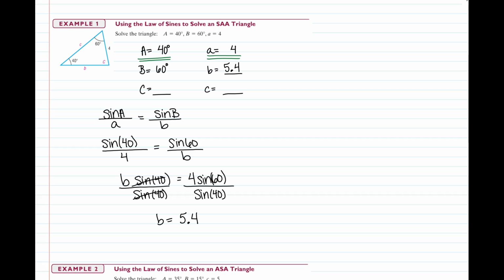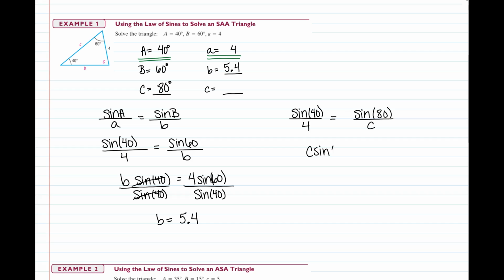Now, we have a little problem here because I want to find side C, but I don't actually have angle C. Except that, remember, all three angles have to add up to 180. So 40 plus 60 is 100, which means angle C must be 80 degrees. So I'm going to go back to my same ratio that I started with, sine of angle A divided by side A. And this time I'm going to set it equal to sine of 80 degrees divided by C.